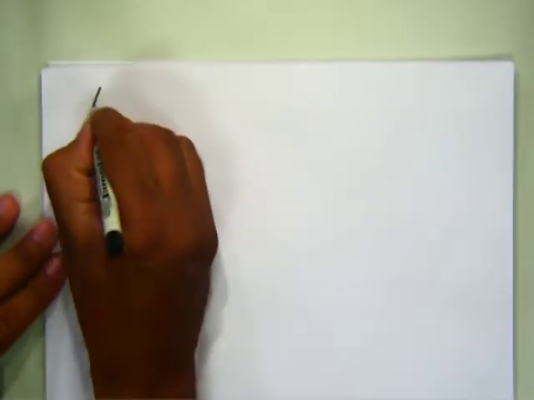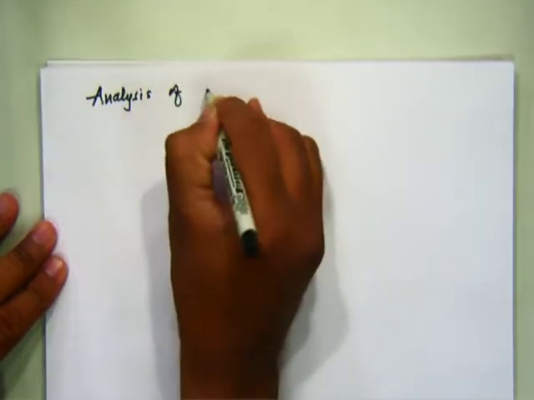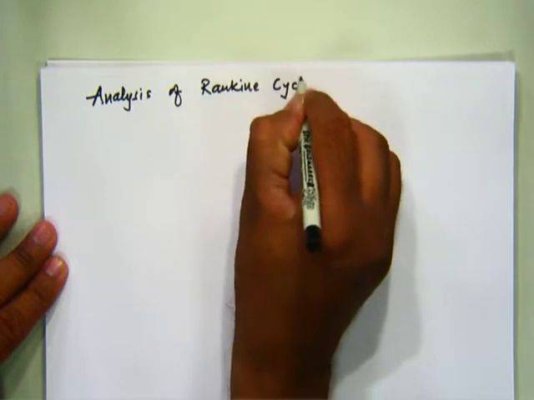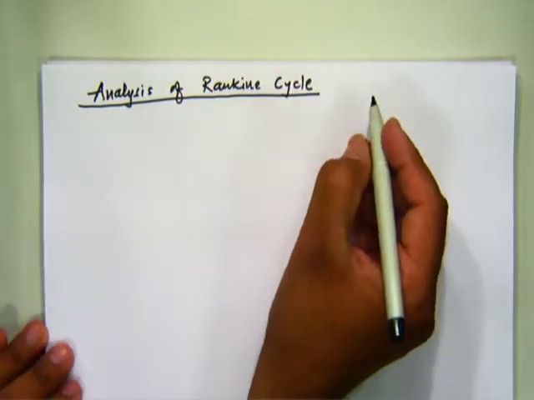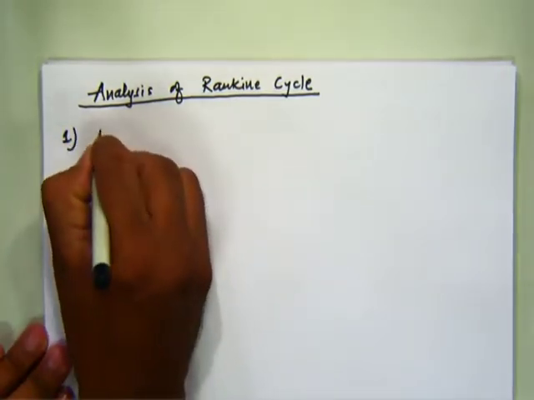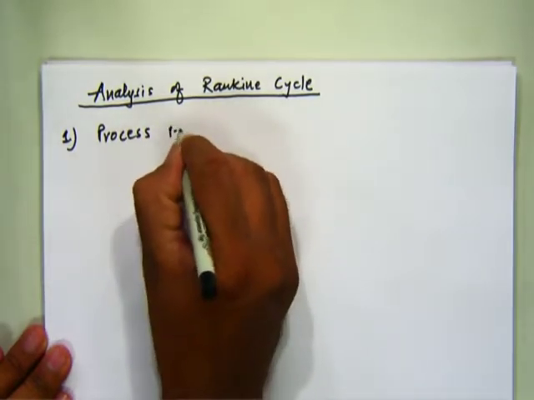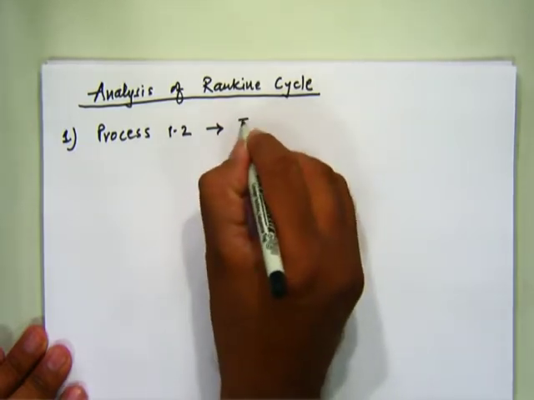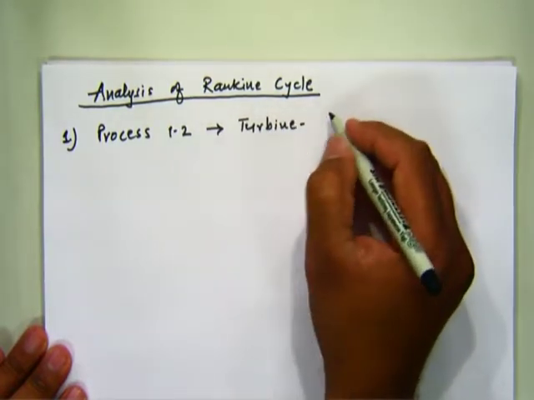See, analysis of Rankine cycle. We have seen, let us see what the first is: process 1-2. Process 1-2 happens in turbine. What happens in turbine?